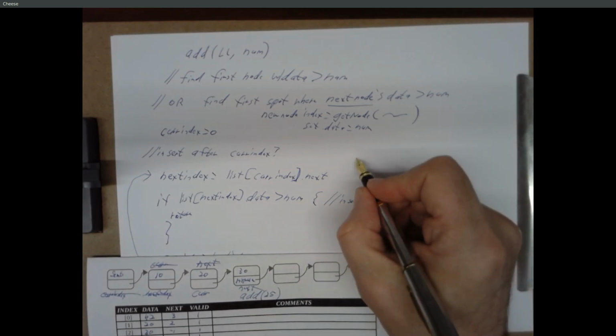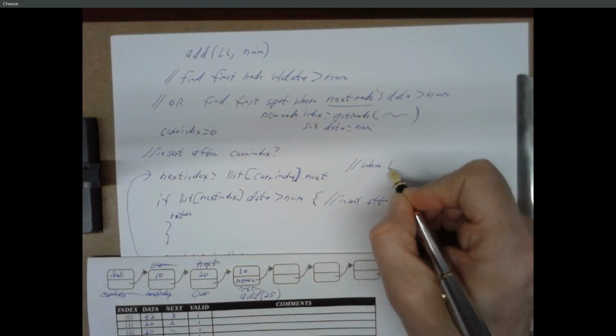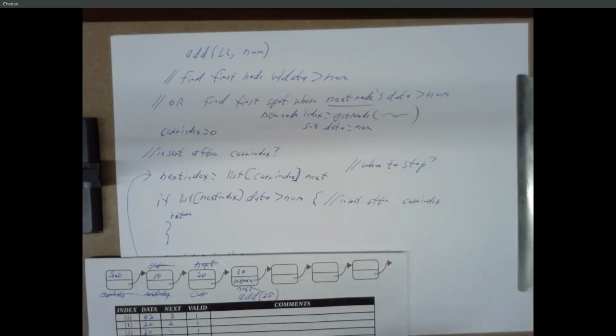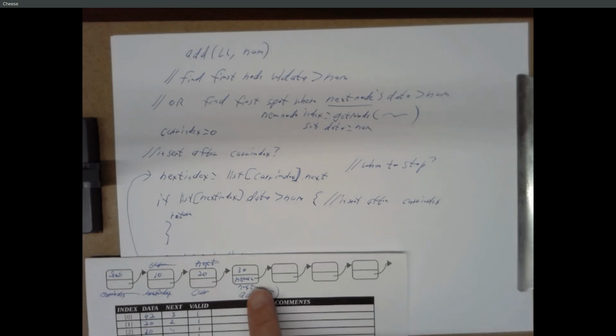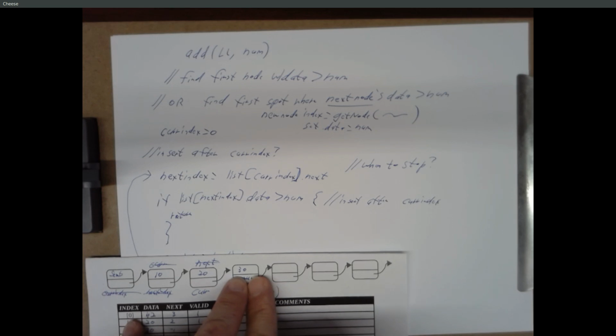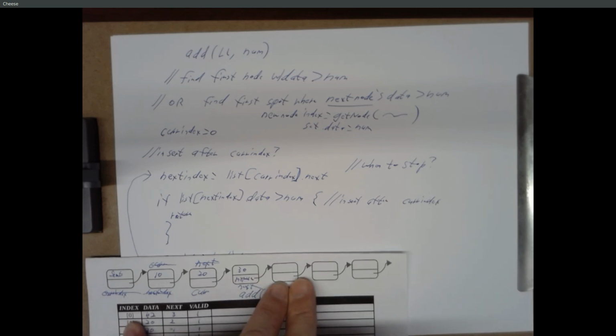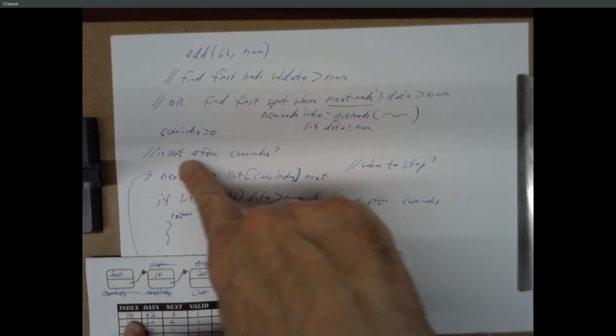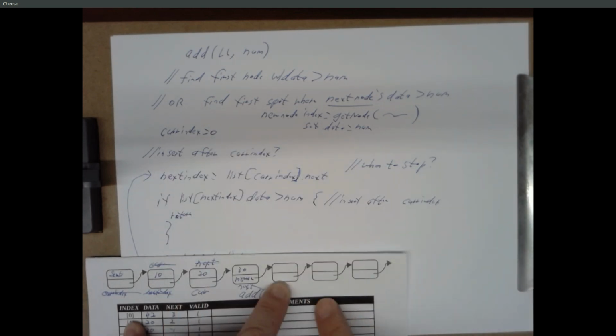Okay, so when do we stop? Because this is an infinite loop. And it's possible that we're inserting after the last node. In that case, current will be the index of the last node. Next index will be my null. And if we get to that point, we don't want to continue looping. We just want to go ahead and set current index to point to our new node, have our new node point to my null, and return. So that's an edge case.